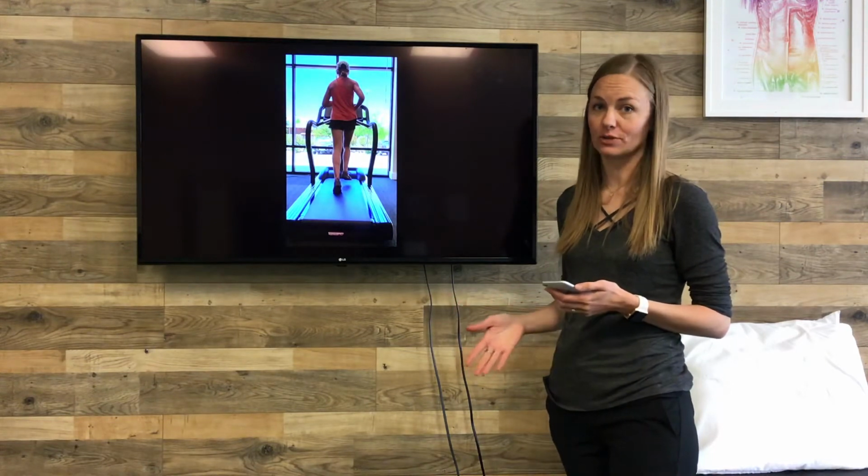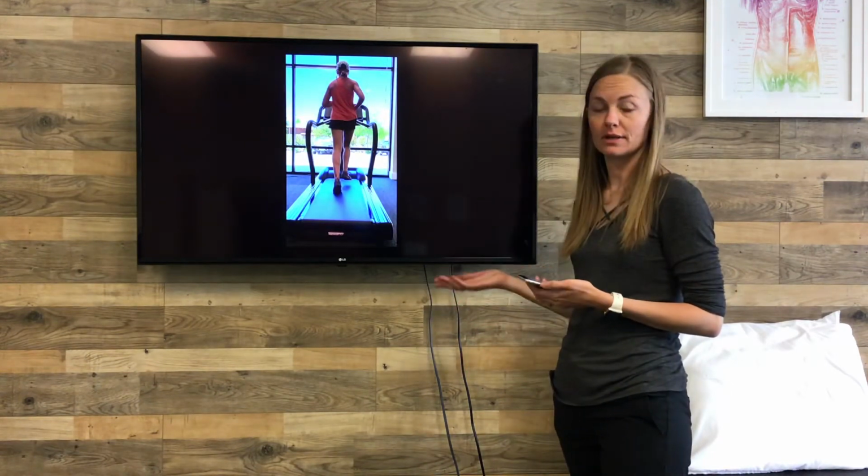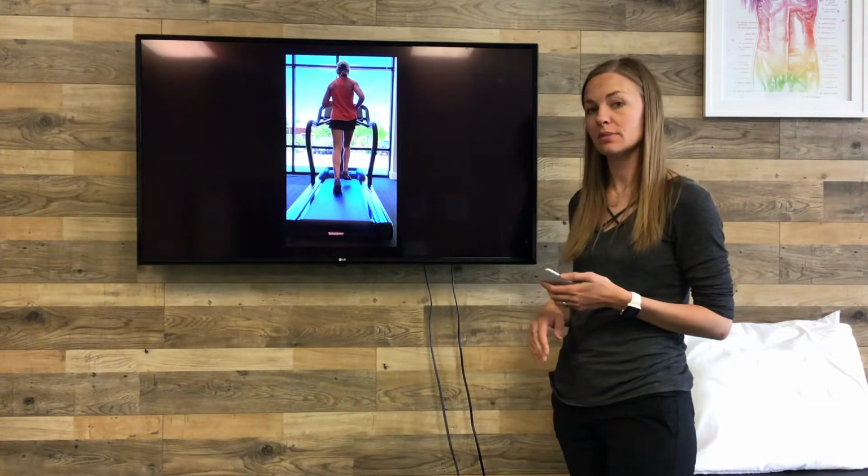I'm going to go over what a video gait analysis for a runner actually means. So we have our runner up here on the screen. Right now we're looking at the back view. Typically we look at the back view, side view, and sometimes even a front view of a runner to get a better idea of their overall mechanics. And it really starts from head to toe.